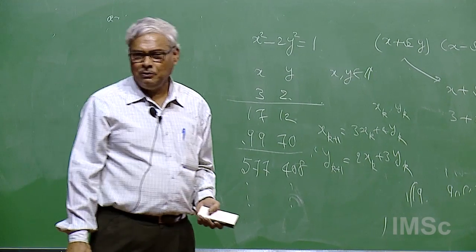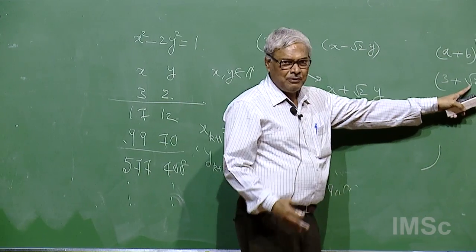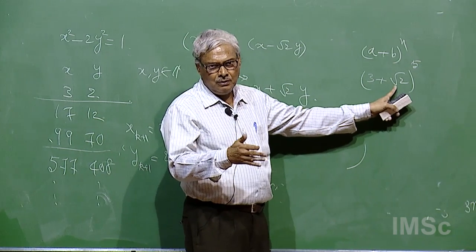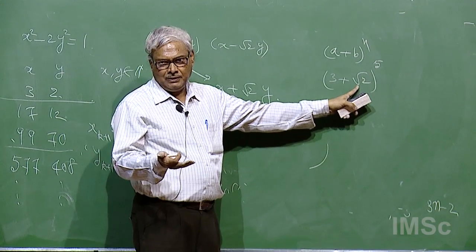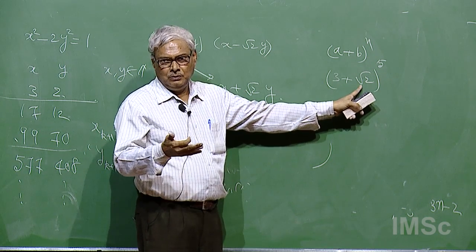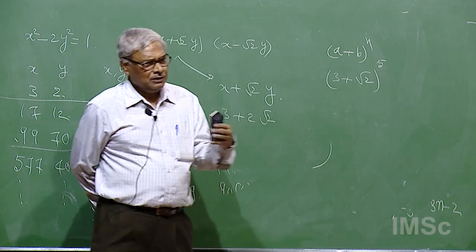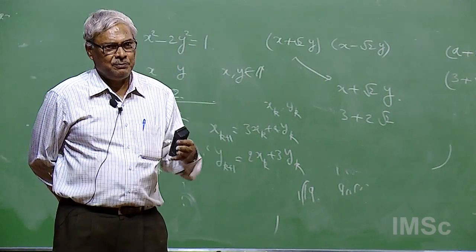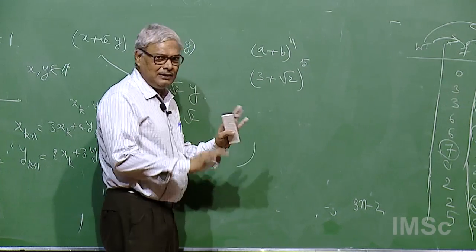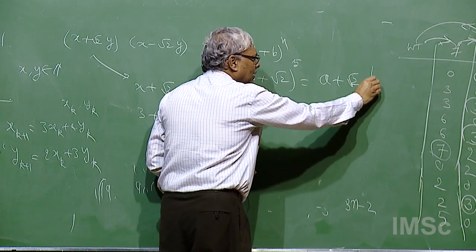2 terms only. Why only 2 terms? Because the powers of root 2 are either integer multiples of root 2 or an integer itself. Okay? Root 2 whole squared is 2, root 2 whole cubed is 2 root 2, root 2 whole to the power of 4 is 4, and so on. So these powers of root 2 are either integer multiples of root 2 or integers themselves. When you simplify this, you will get an integer plus root 2 times another integer.